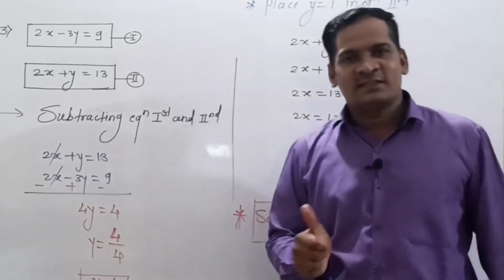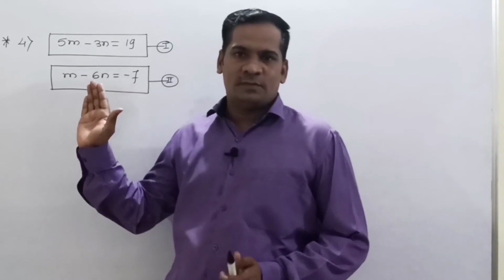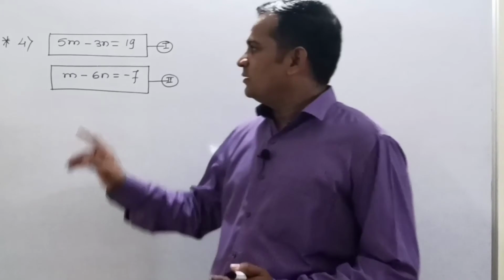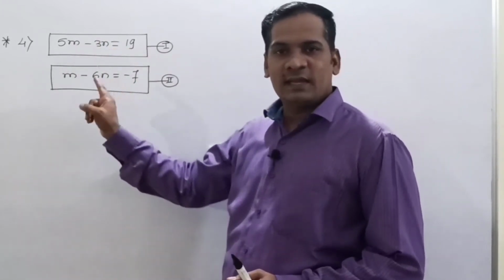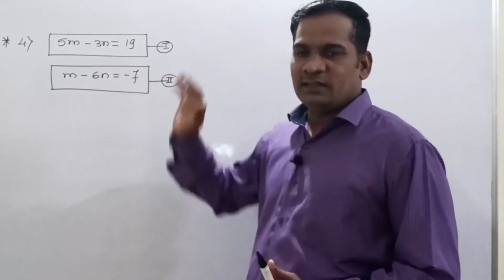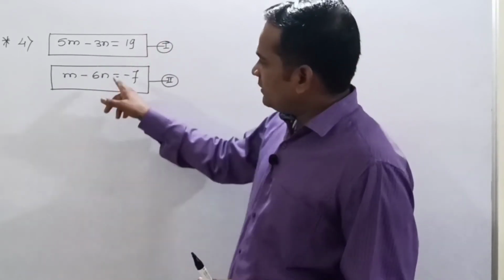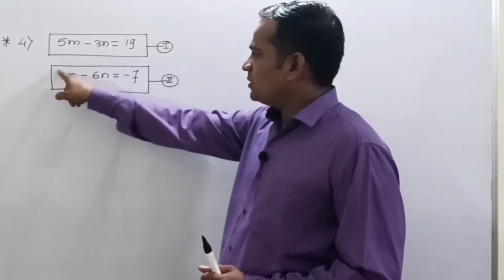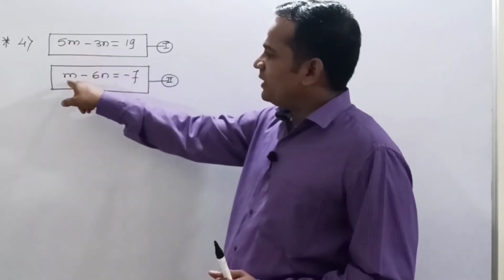Okay, so let's move toward the next question. This is sub question number 4 from the question number 2. Again, two simultaneous equations are there. First one is 5m minus 3n is equal to 19, and second one is m minus 6n is equal to 7. Now in this case, m and n are the two variables, and look at the coefficient of the m. Here is a 5, but here the coefficient of the m is 1.